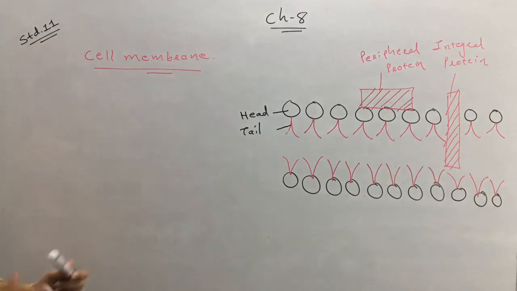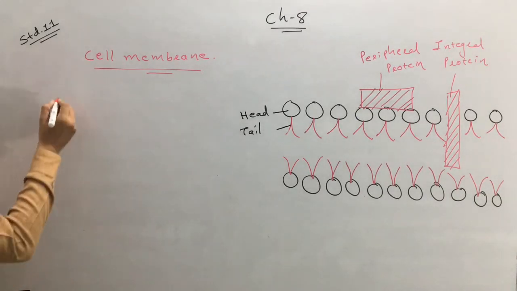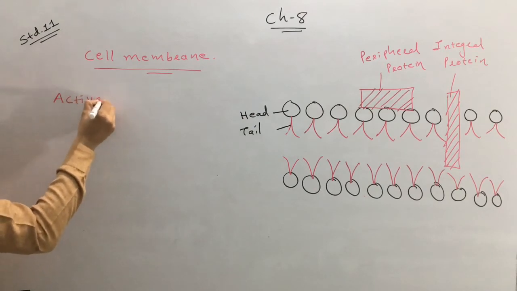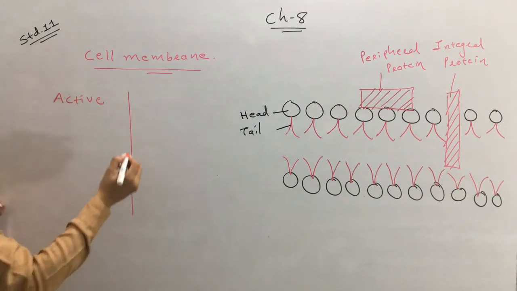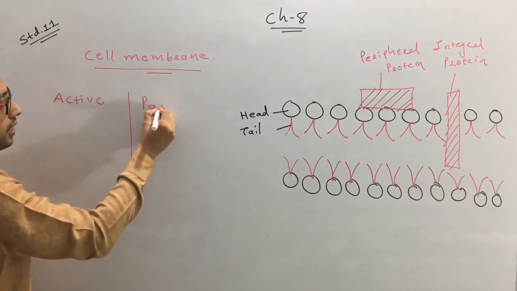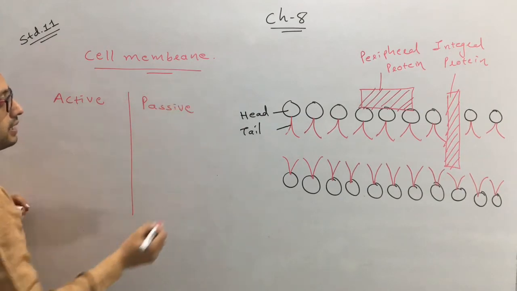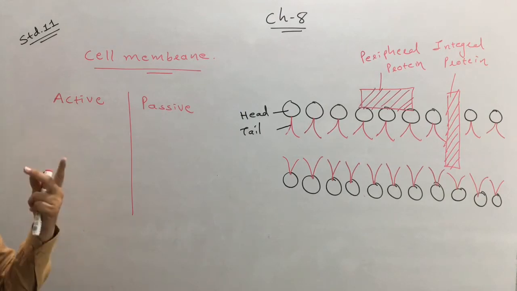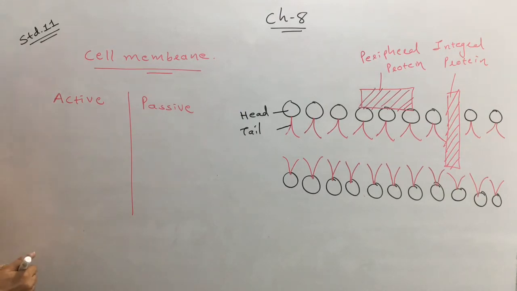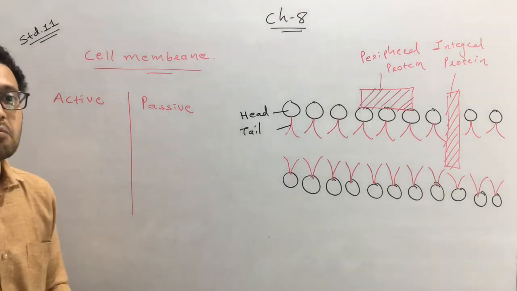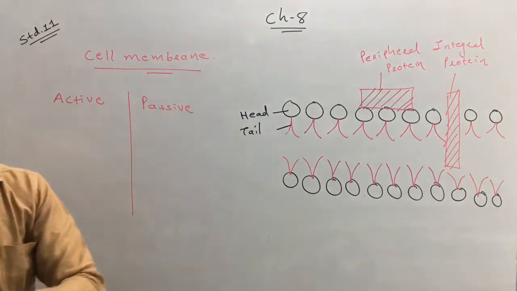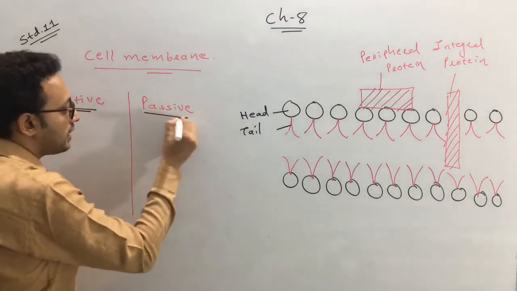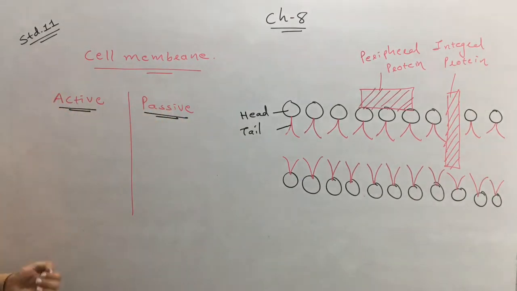Remember, this is a very important question. How many types of transport processes? There are two types of transport processes. First is called active transport and the second one is called passive transport. Clear? There are two types of transport processes through which the molecule can go from one place to another. So let's see what is the difference between active and passive transport.